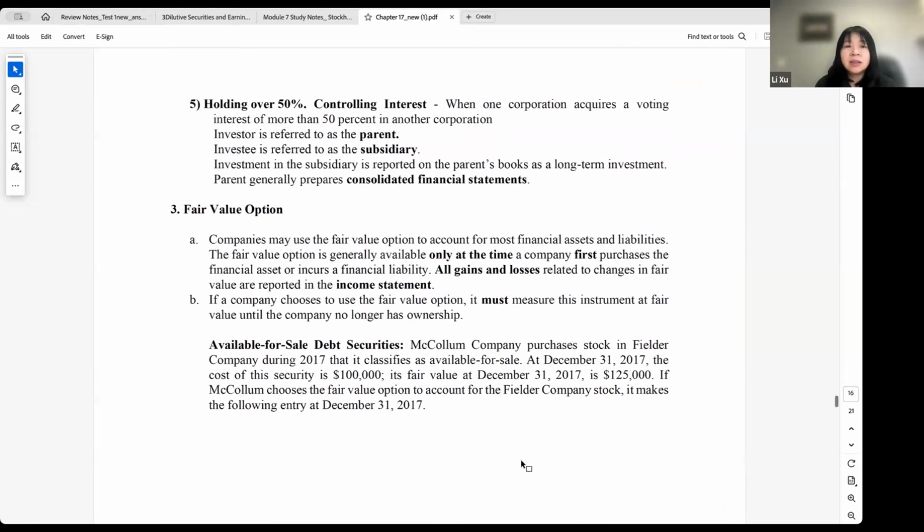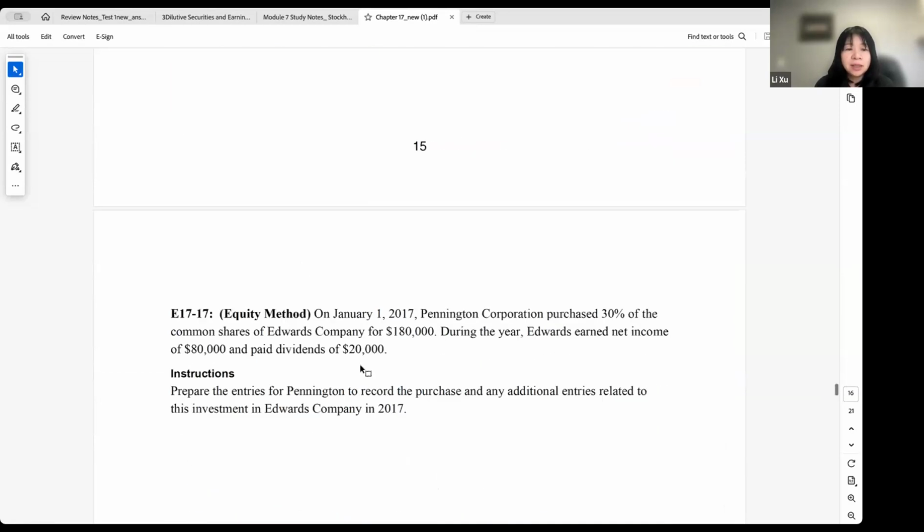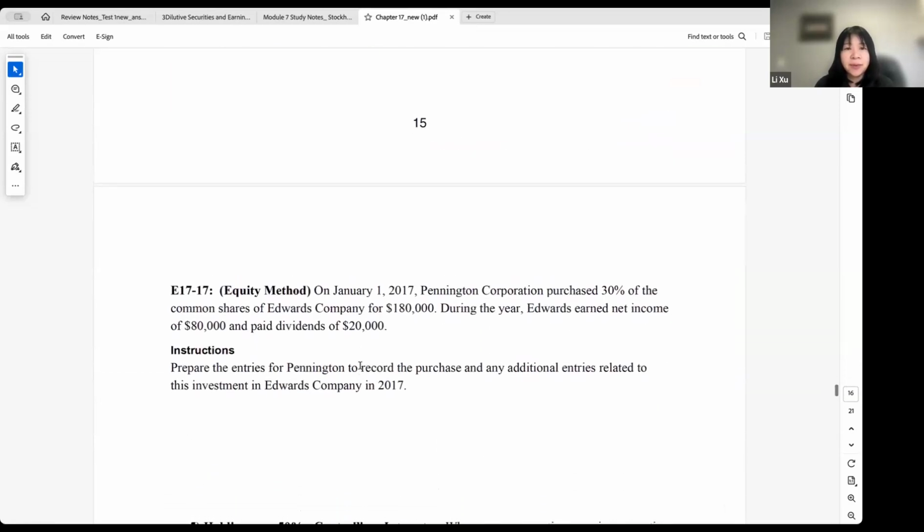That's it. We're not going to test fair value options, so cross out fair value options. Control interest is not going to be tested. So here you can basically stop at this page 16. We don't test anything beyond that.